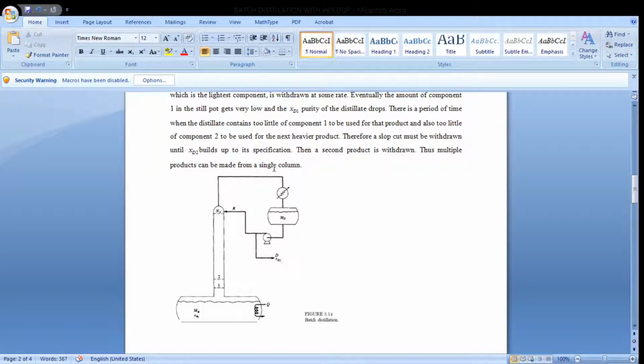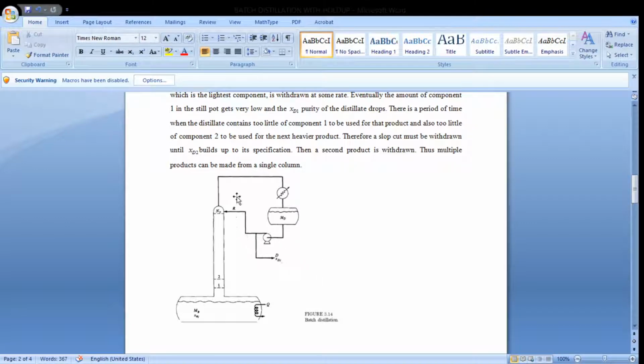Now this vapor will go to the condenser and be collected in this particular condenser here, and then sent back as reflux to the column, and a distillate product is withdrawn at a constant rate. Initially the highly volatile component will come here and reach a maximum purity at some particular time, and this product must be withdrawn at some rate from here.